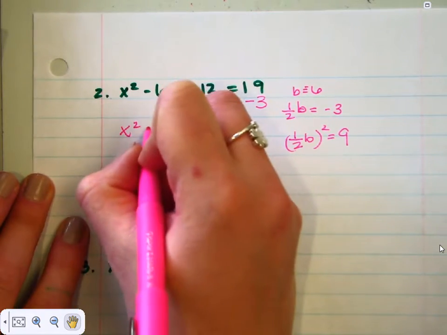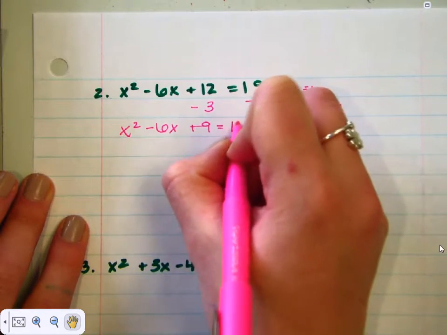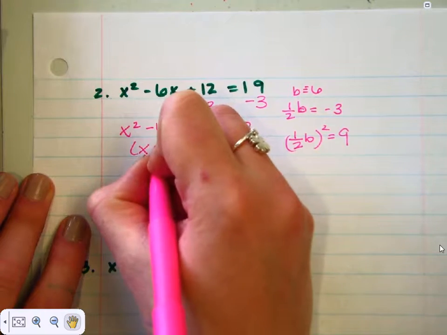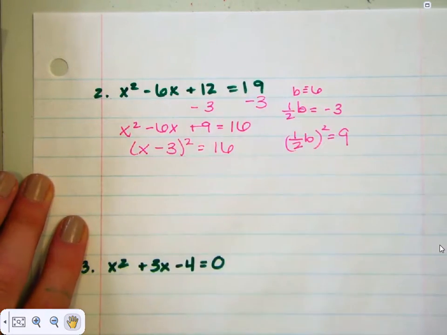So I really get x squared minus 6x plus 9 equals 16. Now I can factor this. I'm going to skip the factoring step and just write both factors. I'm just going to write this. So you can write both steps if you want, but you don't need to.